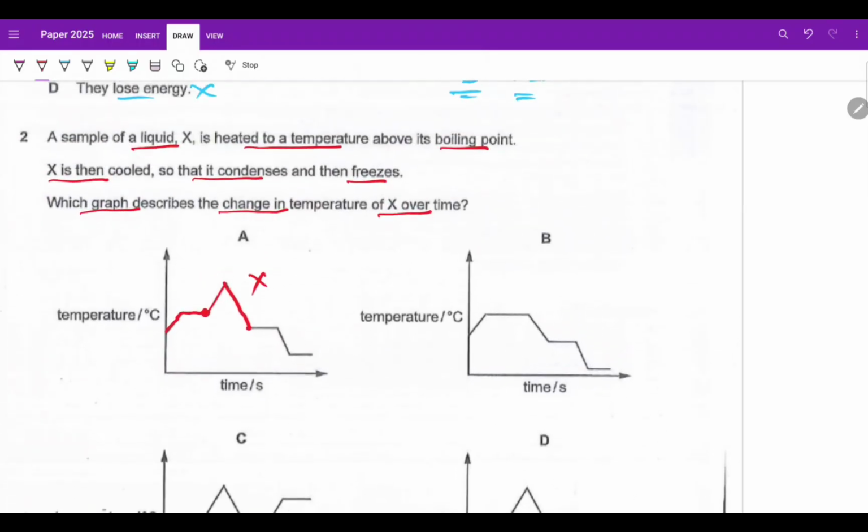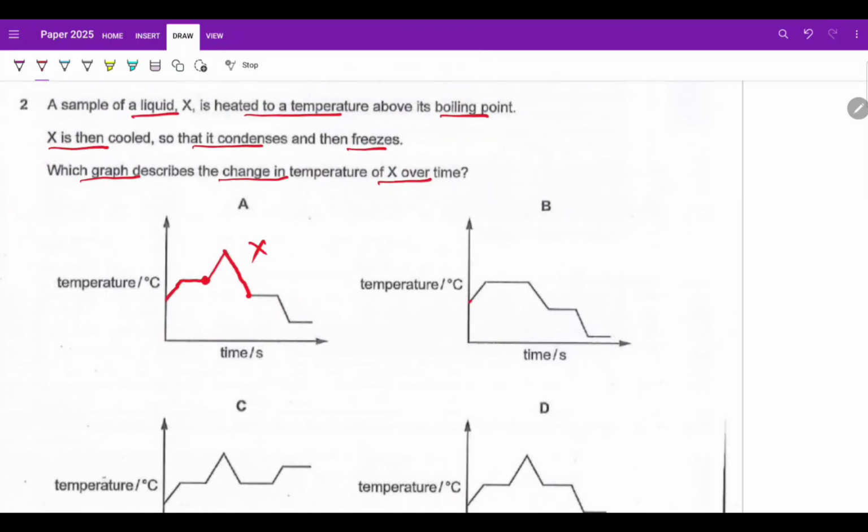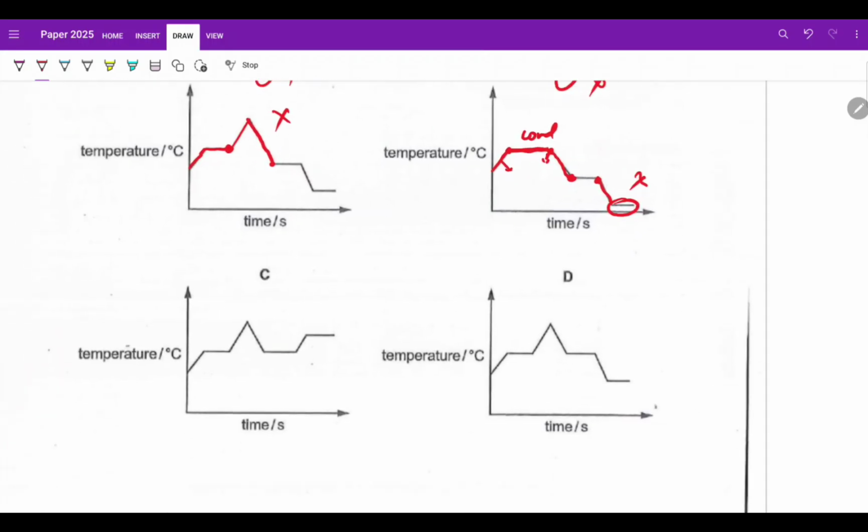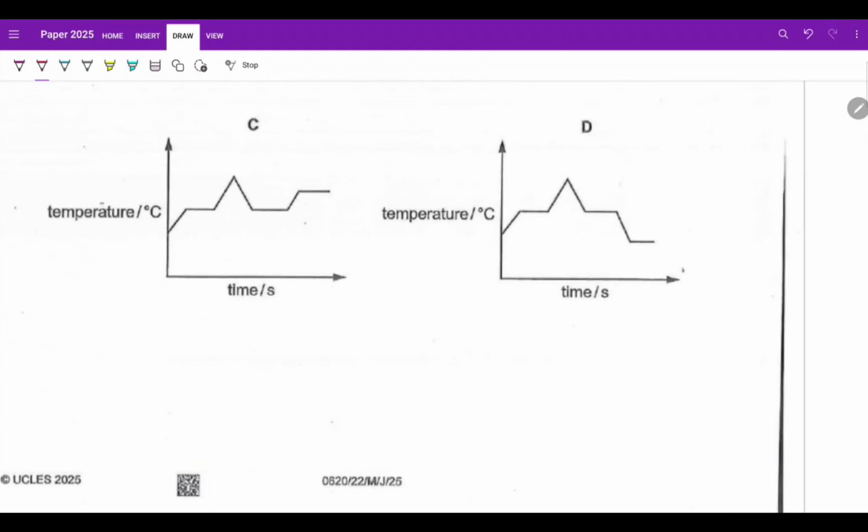Next we are coming to option B. We are heating a liquid above its boiling point. It boils here until this point, and then this point is showing condensation. Here the vapors convert into liquid, then again cooled, and here it converts into solid and then again cooled. It is forming one more plateau, which is not possible. It means B is not the correct answer. A is not the correct answer. We are coming to C.